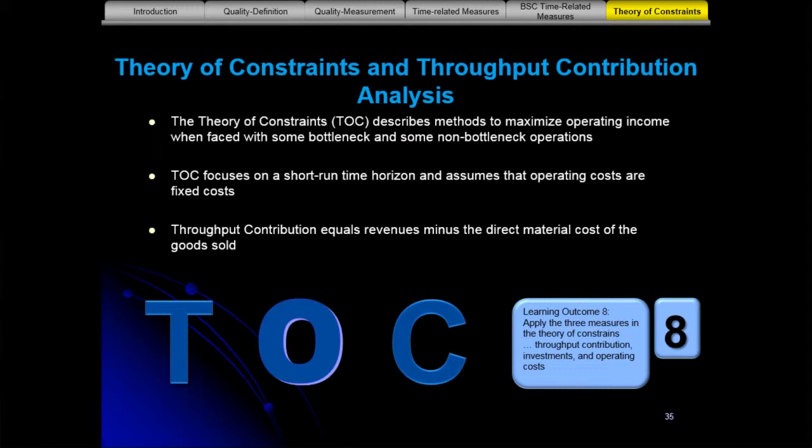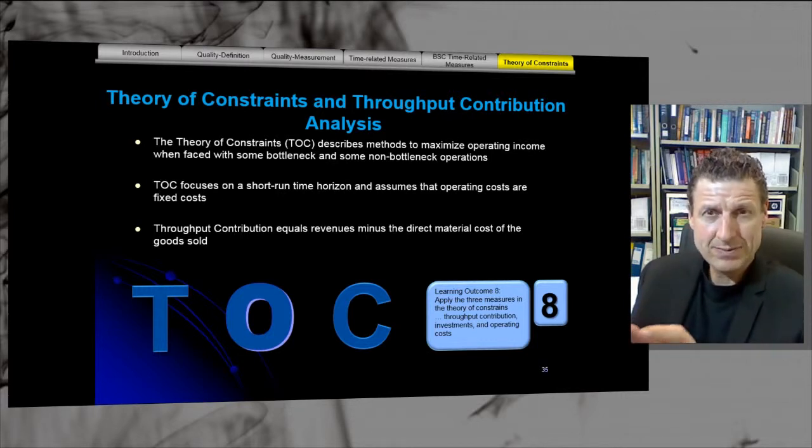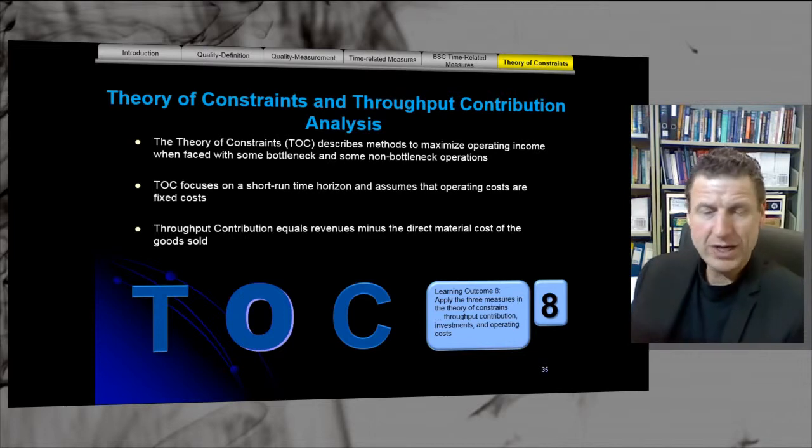So the theory of constraints describes some methods to maximize operating income when faced with some bottleneck and some non-bottleneck operations. Theory of constraints focuses on a short-run time horizon and assumes that operating costs are fixed costs. Short run, this week, this month, okay? Really short run that we're focusing on. Throughput contribution equals revenues minus the direct material cost of goods sold. So this is a narrower definition of what is relevant and what is not relevant when you're making specific decisions under a theory of constraints.